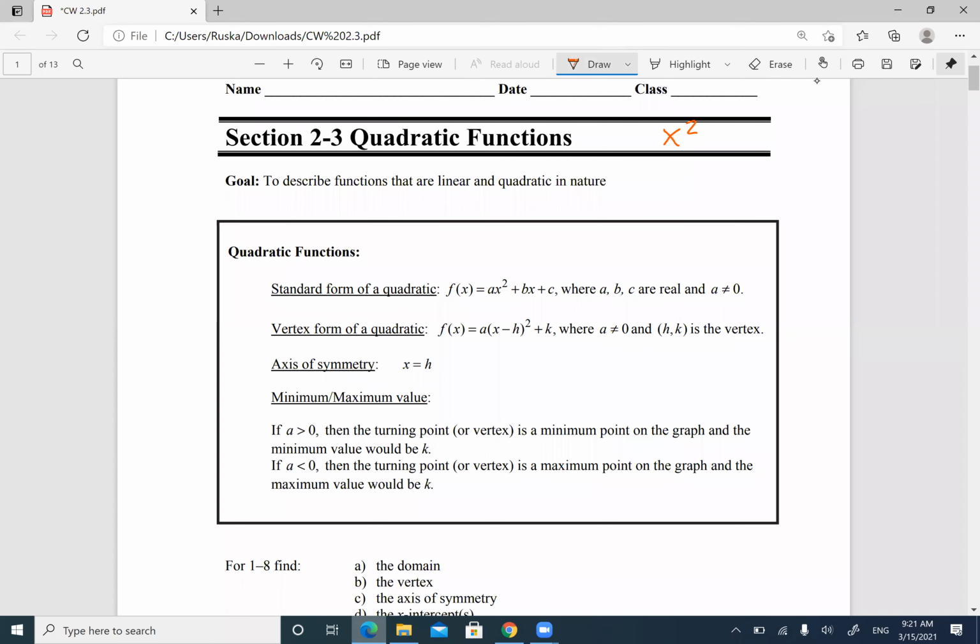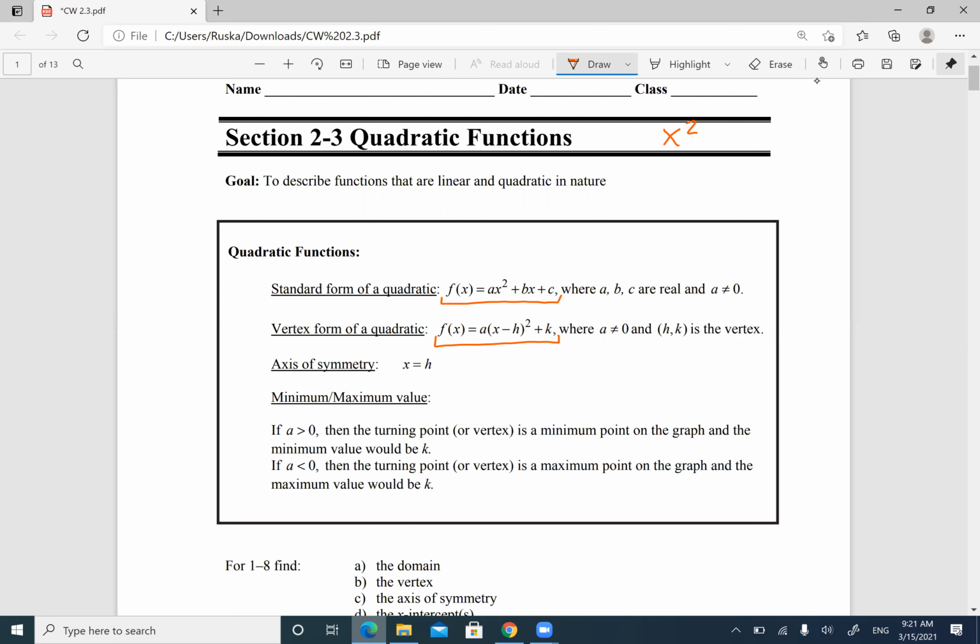Now, there are two different forms. We have standard form, which looks like this, and vertex form, which looks like this. The standard form is the same as when you solve a quadratic equation. You have ax squared, bx, and c, where a, b, c are numbers, okay? And obviously a is not 0, because if a is 0, it's not going to be quadratic, right?